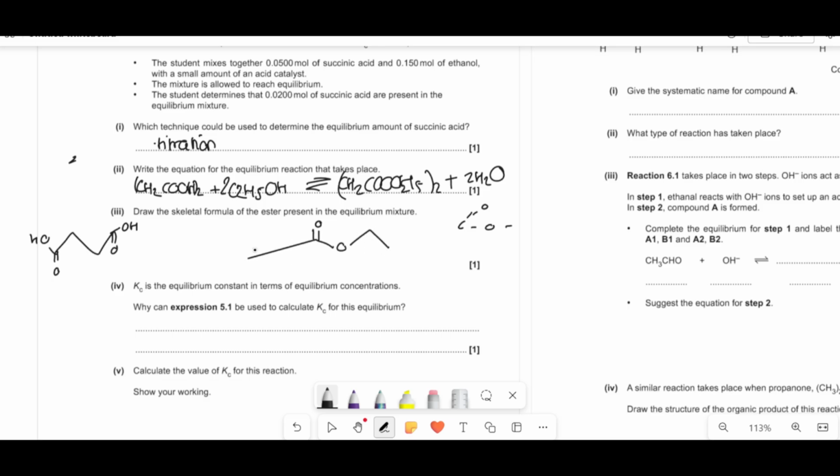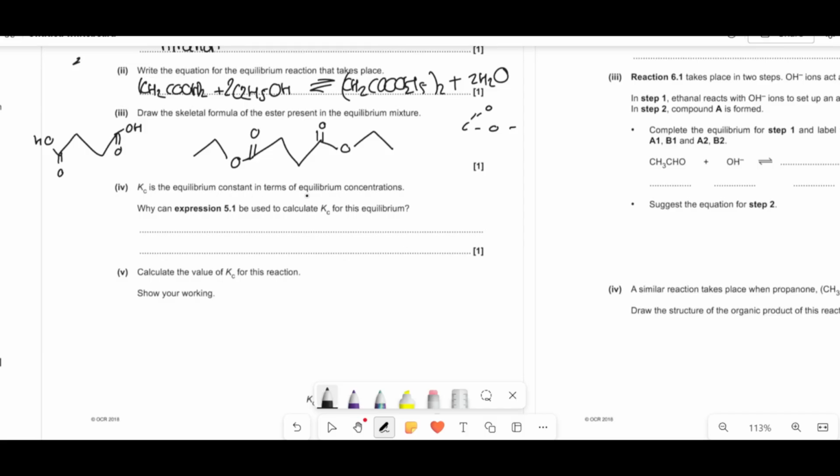Then I've got to draw the bends for the butane. So 1, 2, 3, 4, and then here we have another ester link that would form as well, because we have 2 alcohols in this. They've given it to you in that question. So here we'd have a double bond O, we'd have an O here, and then another bend like that. There you go, that's it, done.